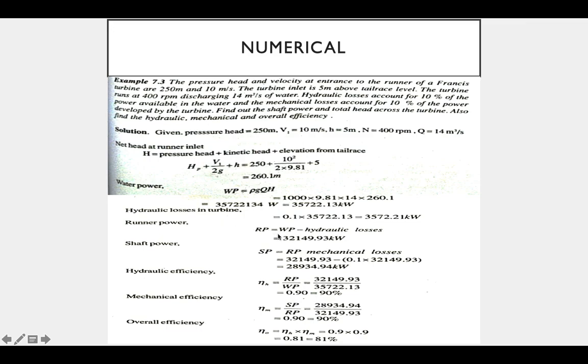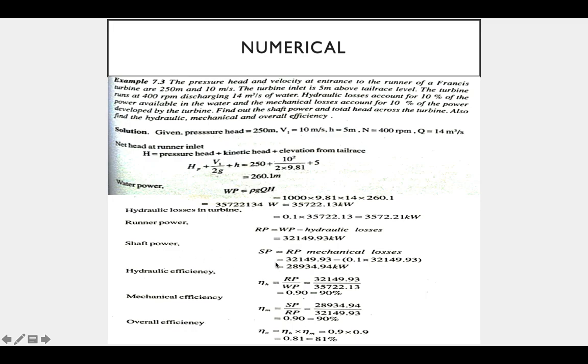Then runner power. Actual runner power is equal to water power minus hydraulic losses. When you subtract hydraulic losses from water power, we get the actual runner power that is available, because that loss is known as hydraulic loss. Here the hydraulic losses are given, so you can subtract them from water power to get the runner power.